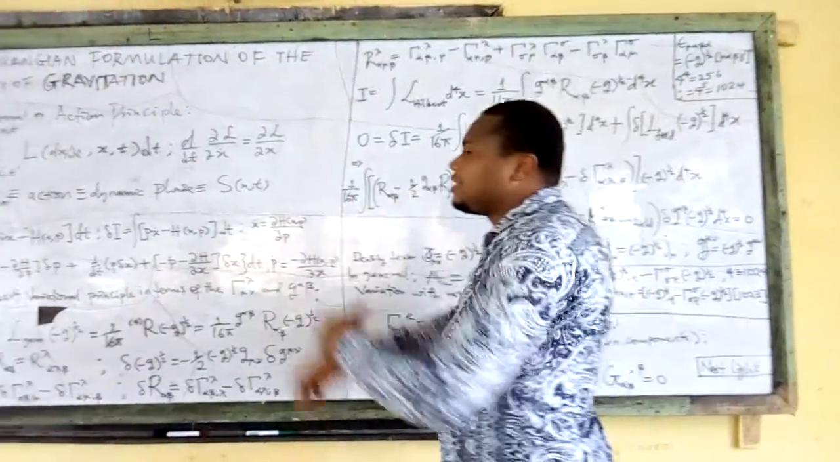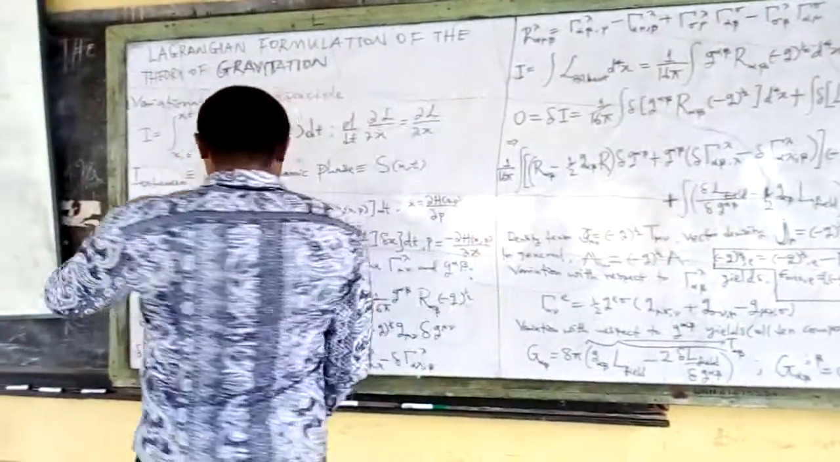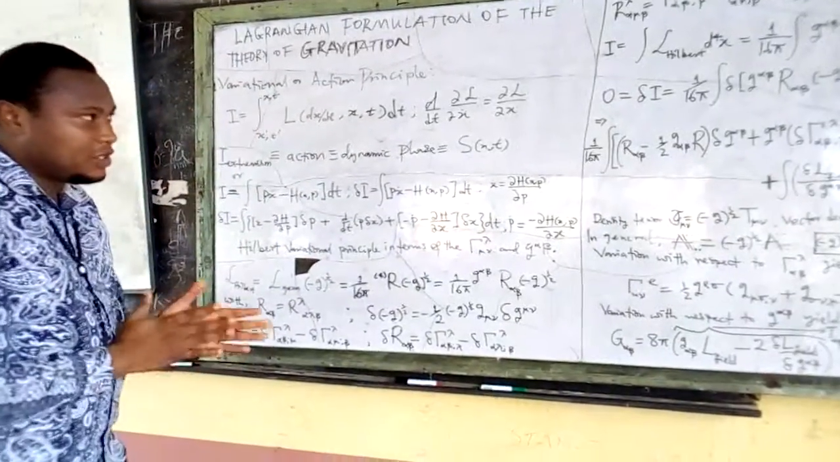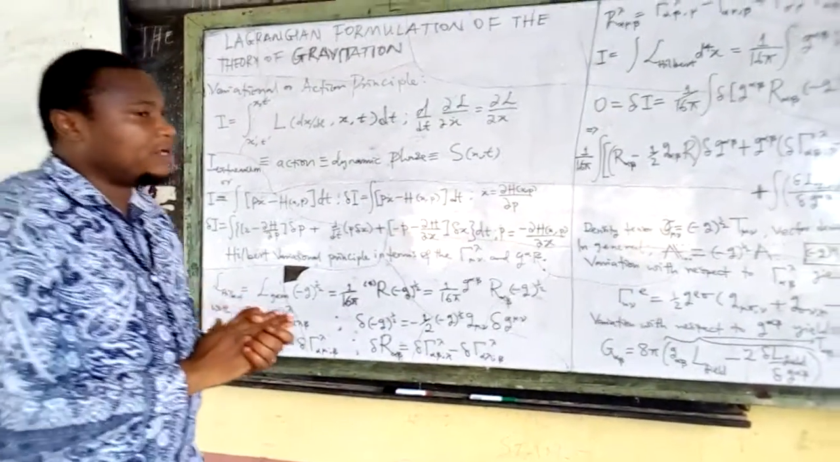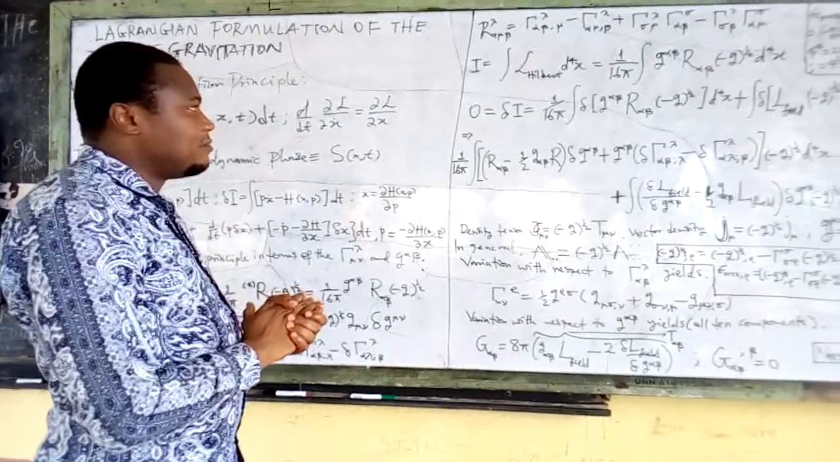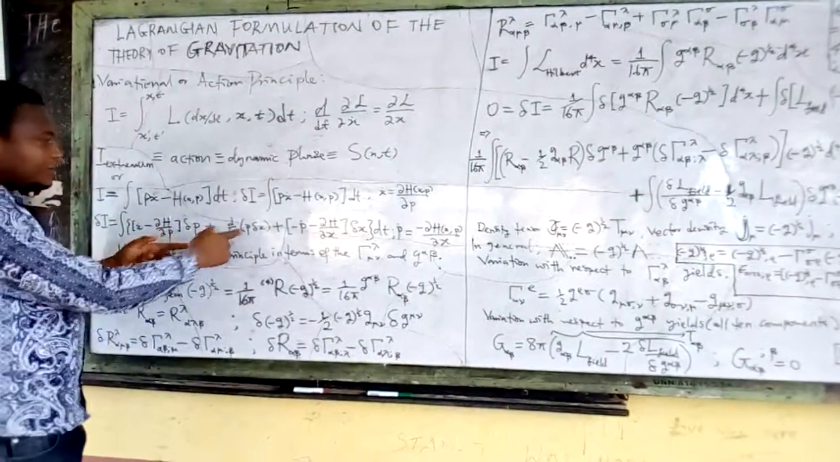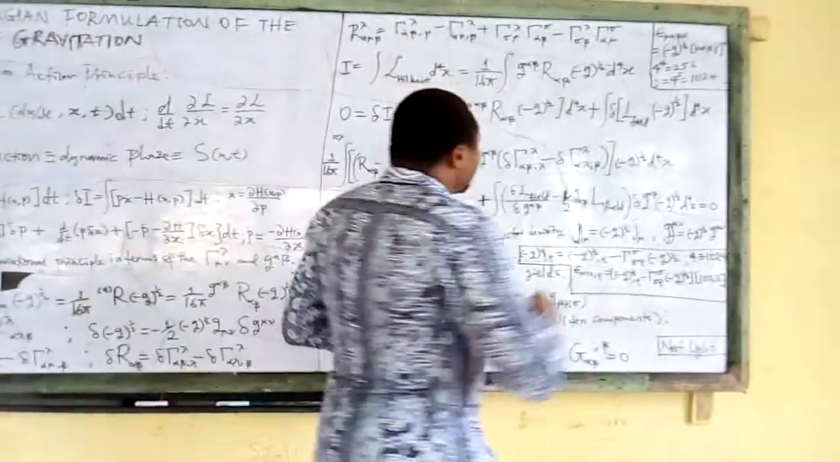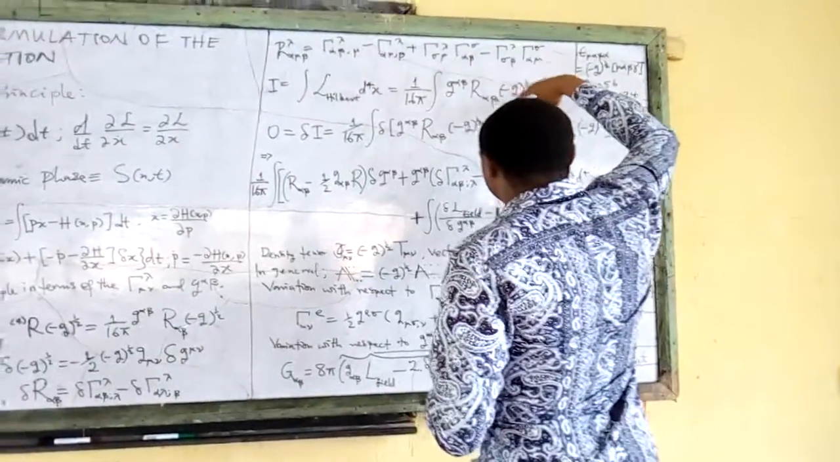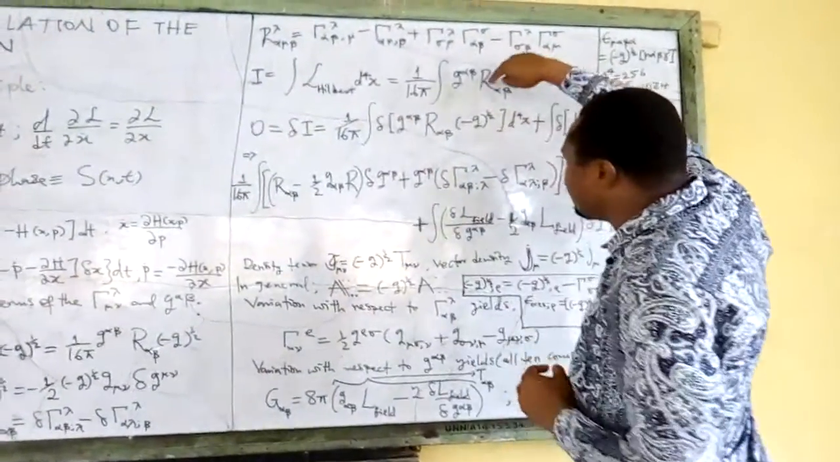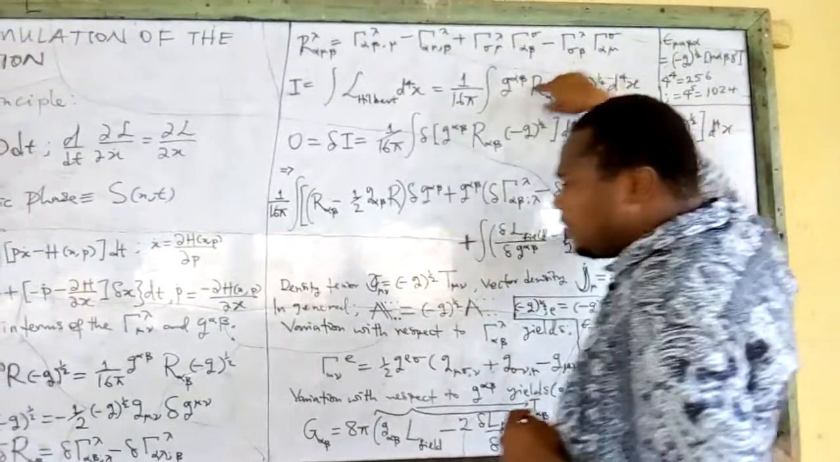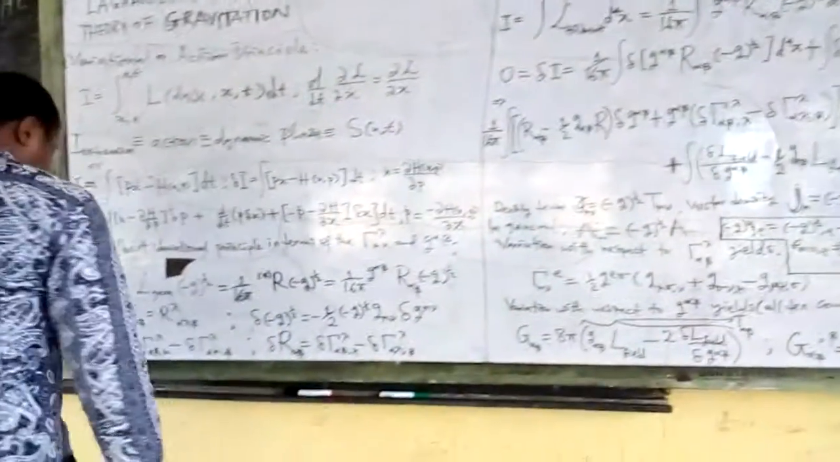Just like we vary the integral in classical mechanics, we shall see in a moment also how we do that in classical electrodynamics. Now again, just like we did here with respect to p and x, we are doing it with respect to the Christoffel symbol and the metric tensor. The Christoffel symbol is contained, of course, in the Ricci tensor. Now we have some of the variations here being illustrated.